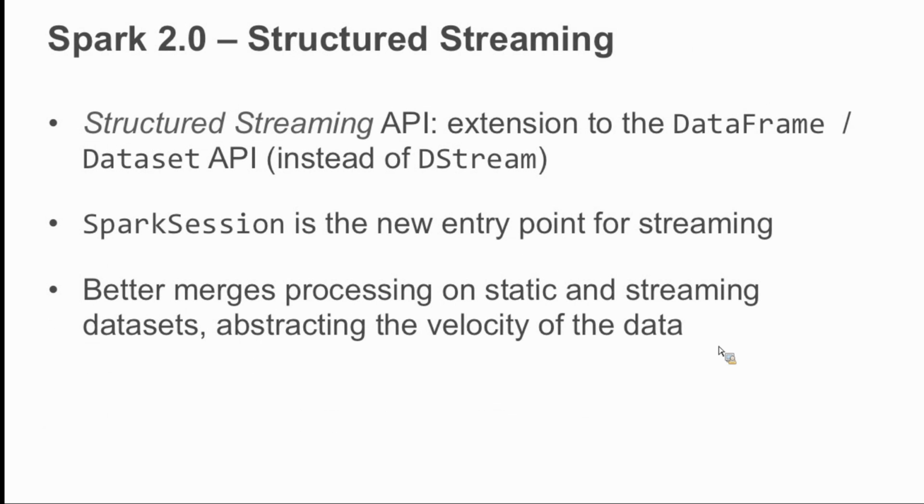Spark 2.0 also introduced something brand new called structured streaming. Structured streaming is essentially an extension to DataFrames and Datasets, but it operates on streams. It replaces the older DStream. Spark Session is how you now access streams, so it's a more unified way of doing that. And the effect is you can better merge data of different velocities. You can work with static data that's been accumulated over time, as well as streaming data sets, and be able to work with those concurrently.